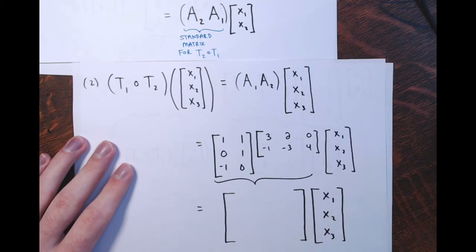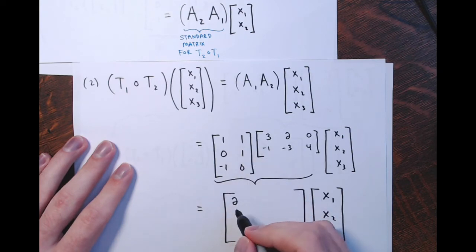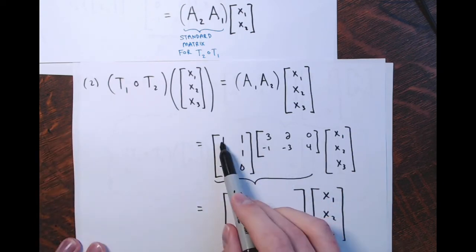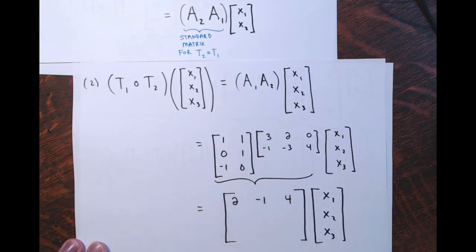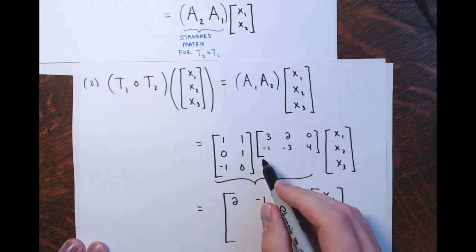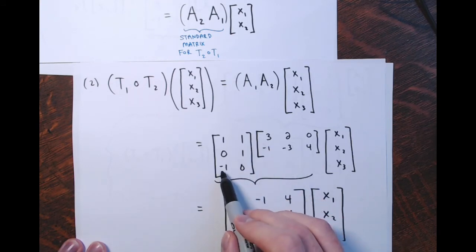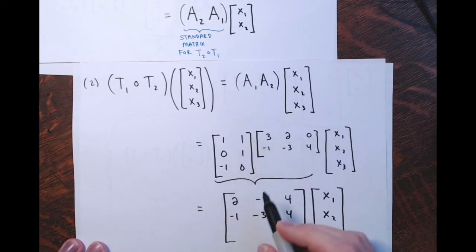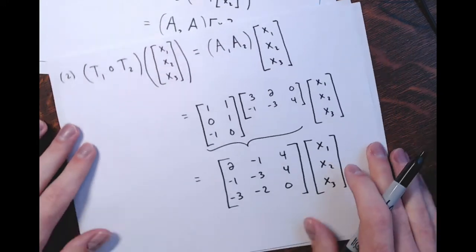So first row, I'll just go through it real quick. That'll be 3 minus 1 is 2. And then 2 minus 3 is negative 1, and 0 plus 4 is 4. So 2, negative 1, 4 for the first row. Then the second row, negative 1, negative 3, 4. And finally, basically just the opposite of that first row, negative 3, negative 2, 0. All right. So here's the T1 composed with T2, written as a matrix transformation.